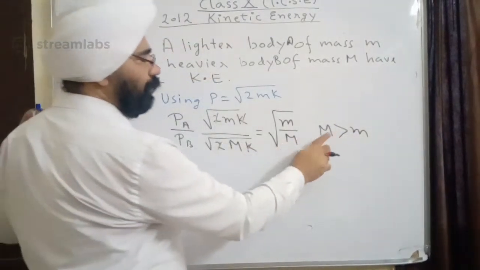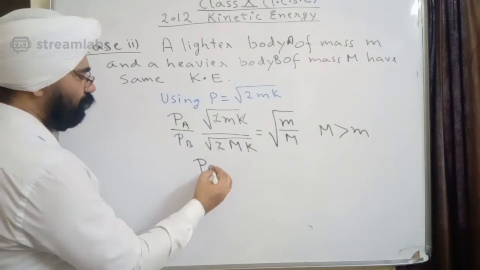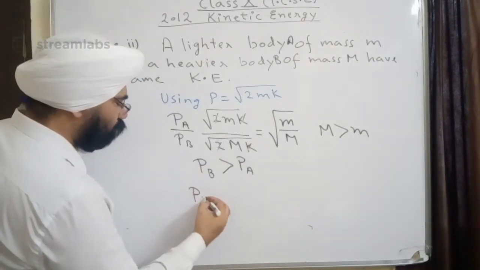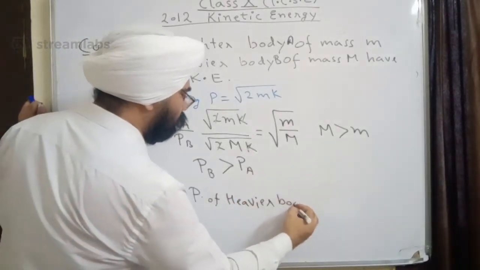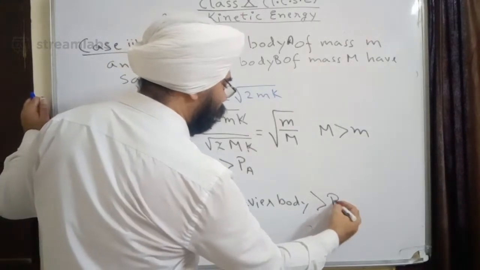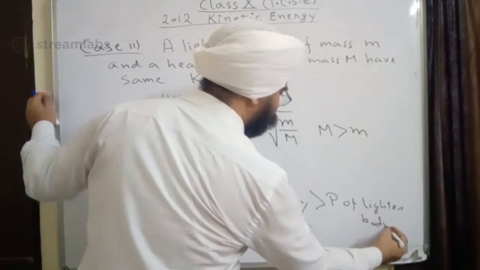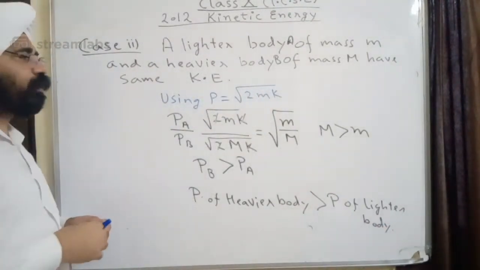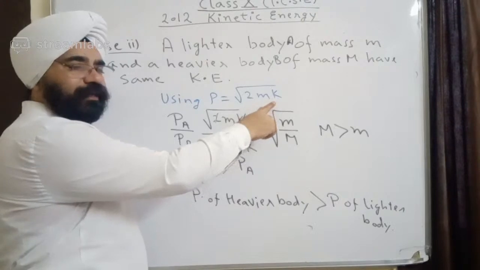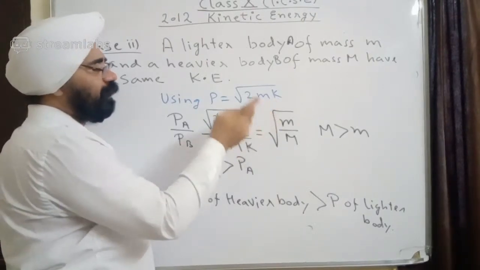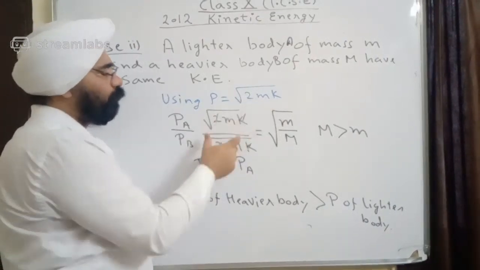The mass represented by capital M is greater than the mass represented by smaller m, which means that the momentum of the heavier body is greater than the momentum of the lighter body. Got it? We compared the momentums. We know the formula for momentum is equal to under root 2mK. It is given that their kinetic energies are the same, but their masses are different. One has a lighter mass m, the other has a heavier mass capital M. So we put in the values.